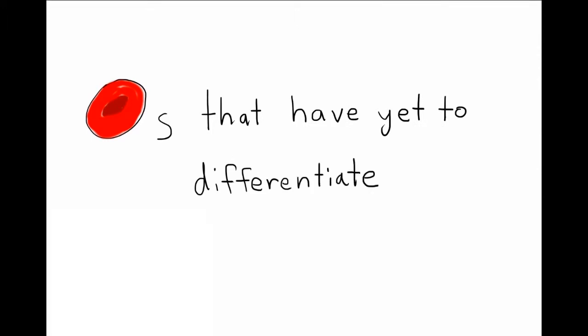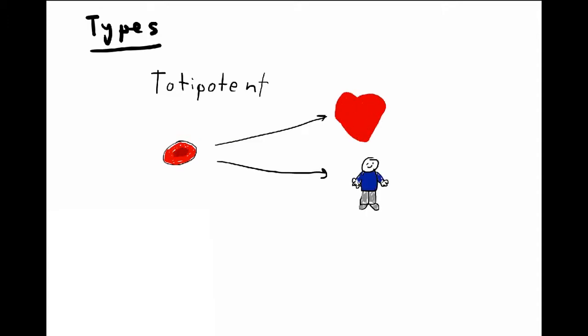Firstly, they can be classified by their plasticity, which means how much they can differentiate. Totipotent cells can become any cell in the body, as well as the cells required to make another organism. They come from the first few divisions after a zygote is created.